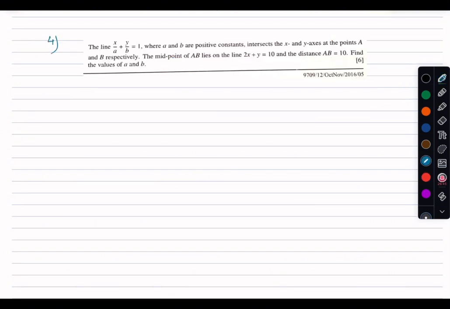Let's do another question, and this one is from variant 2, October, November, year 2016, and this is question 5 of 6 marks. Now, let's read the question. It says x by a plus y by b equals 1. A and b are positive constants. They intersect the x and y axes. Now let's start underlining the keywords. They are intersecting the x and y axes at the points A and B respectively.